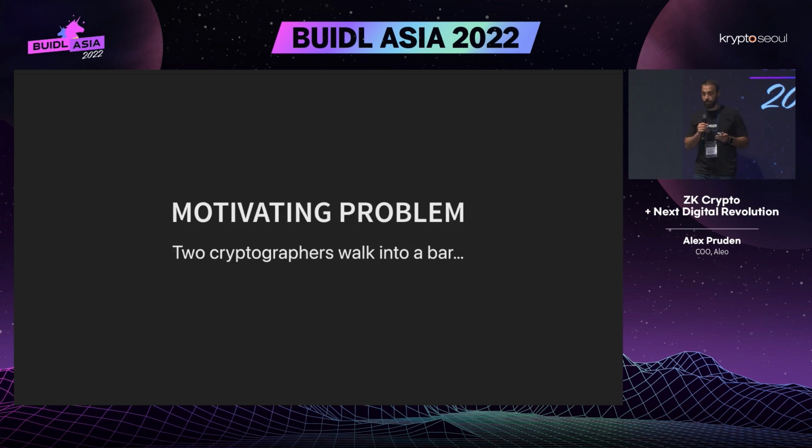So here we go. Okay, so the motivating problem: two cryptographers walk into a bar. Not the start of a bad dad joke, although I am a big fan of bad dad jokes as a father of three. But this is really the motivating problem behind the ideas that became zero-knowledge proofs. And it's not two cryptographers that walked into a bar, it's two mathematicians.